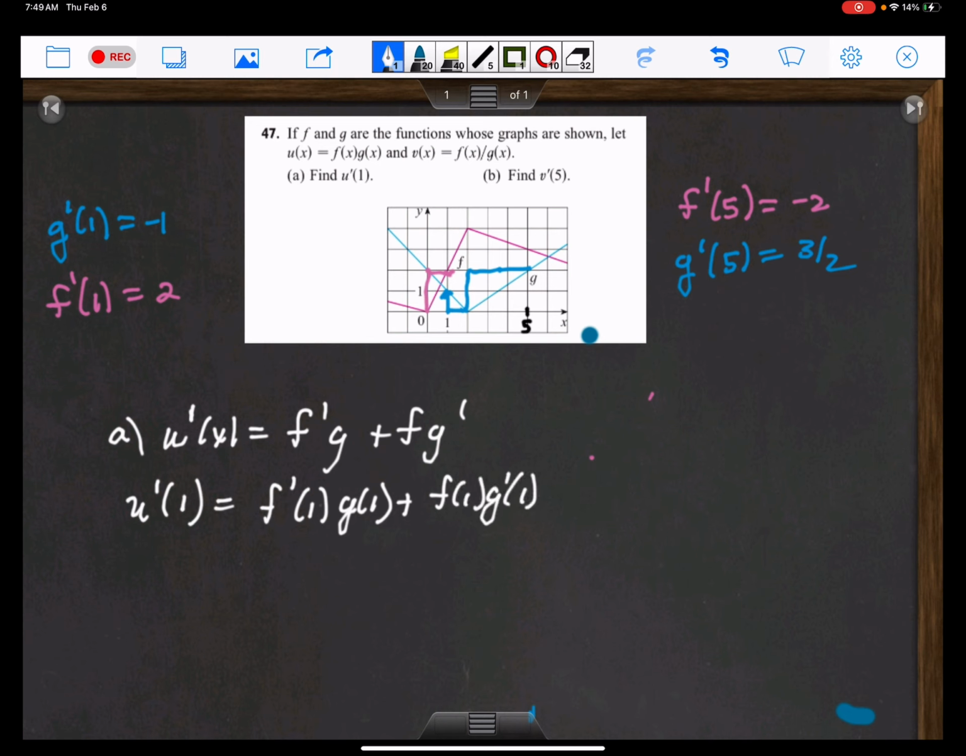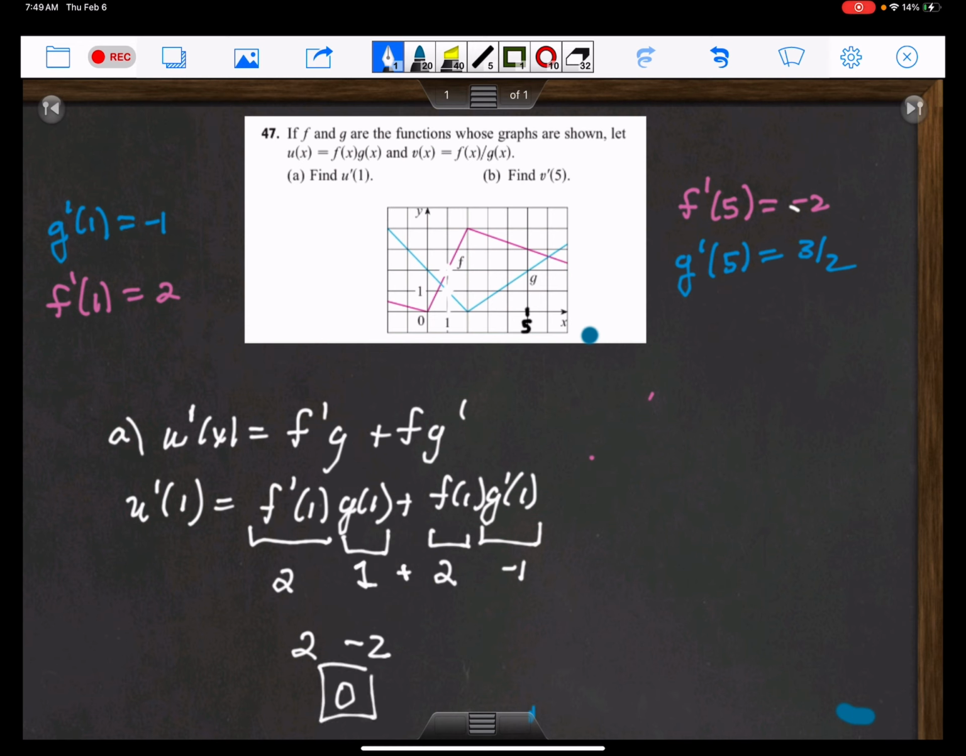Now we just use our chart. So we already found that f prime of 1 was 2, and we found g prime of 1 was -1. We now need to use the graph to figure out what g of 1 and f of 1 are separately. So f of 1 is the pink here, which is right there, which is 2. G of 1 is 1. So we have 2 times 1 plus 2 times -1. So our final answer is 0.